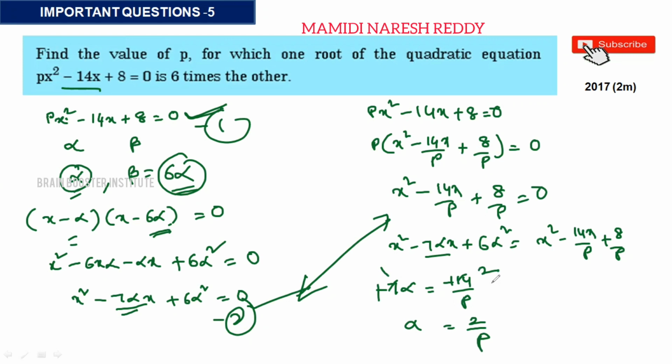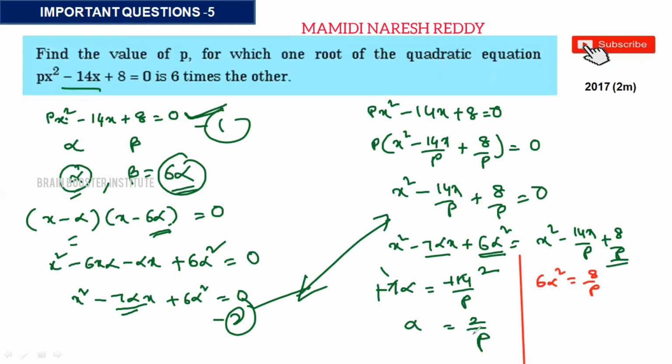But we need to find the p value, no? We need to find the p value. So for that I am using one more thing. So let us equate this constant term, my friends. I'm going to change the color here so that you can understand very easily. Now, by equating constant terms here, 6 alpha square is equal to 8 by p. Okay, then the alpha value we got, my friends.